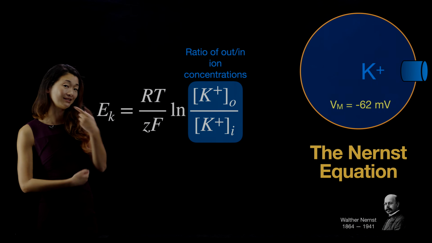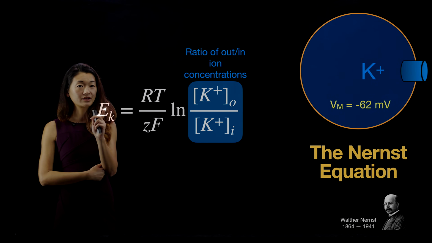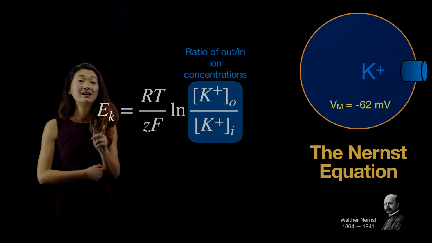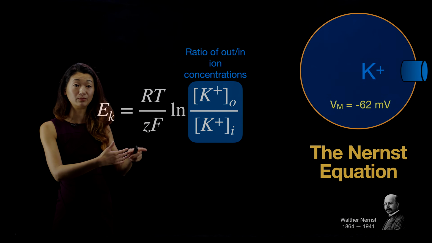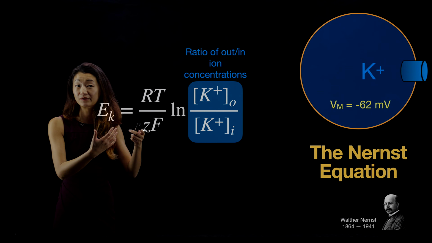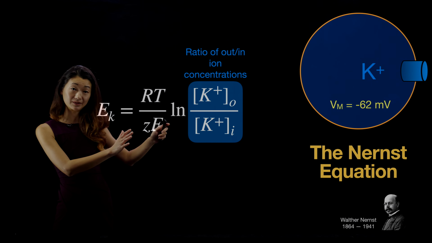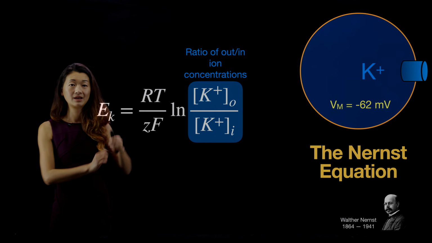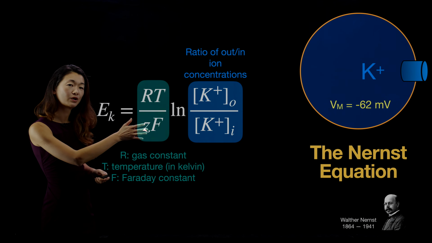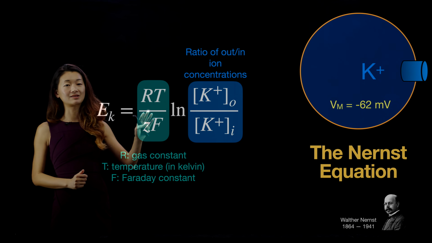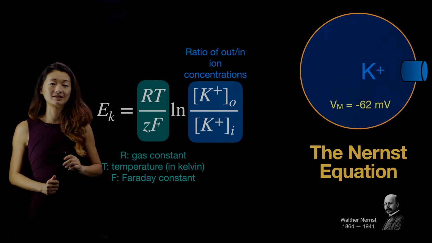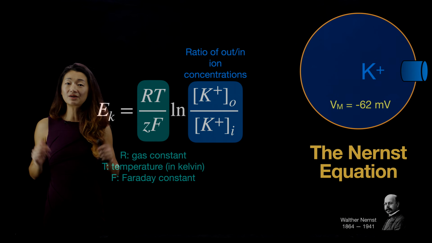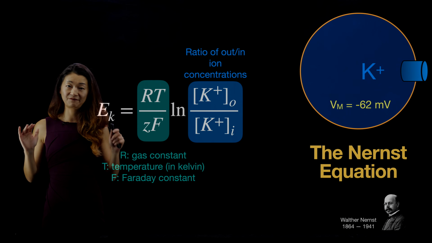Notice here that technically, I don't actually need to know what the concentrations on the inside and the outside are. I just want to know their ratio, right? It doesn't matter if it's 10 moles out versus 1 mole in, or 10 millimolars out versus 1 millimolar in. As long as the ratio is the same, this equation is going to give me the same Nernst potential, the same equilibrium potential. After we take the natural log of that, we're going to then multiply it by the following constant, RT over F, where R is the gas constant, T is the temperature in Kelvin, and F is the Faraday constant.